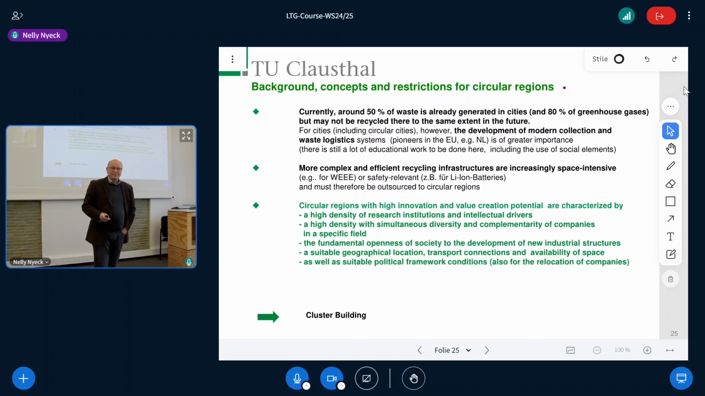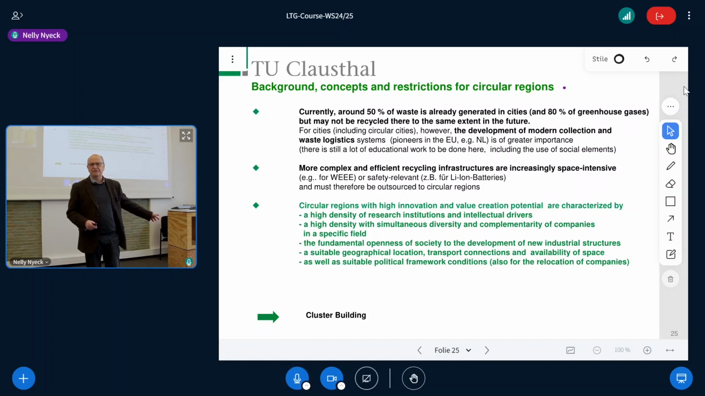Well, so having that in mind, we can see that circular regions with a high innovation and value creation potential are characterized by a high density of research institutions and intellectual drivers. You need that to start this. A high density of simultaneous diversity and complementarity of companies in a specific field, the fundamental openness of society to the development of new industrial structures, a suitable geographical location.